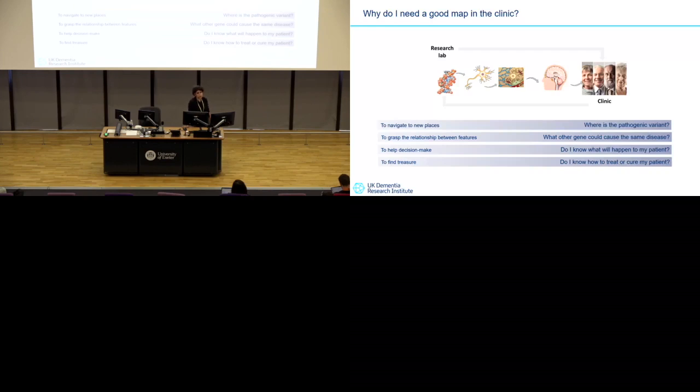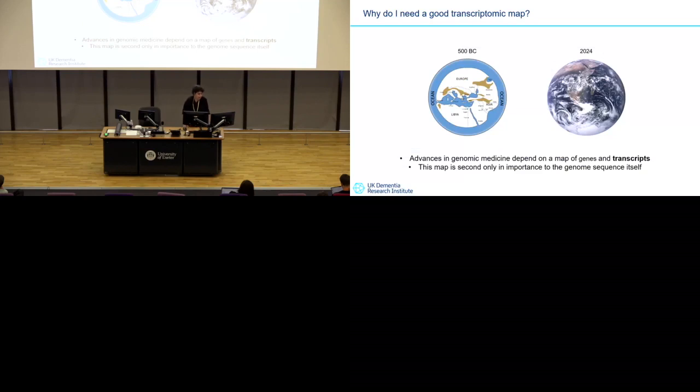I also want a map to help make decisions. What decisions do I want to make? I want to plan and make decisions for my patient. What is going to happen to them? Are they going to have a particularly poor outcome from this genetic mutation, or a better outcome? All of that depends on the map that we hold and our ability to interpret it. And most of all, I want the map to find the treasure. I want to know how to treat or cure my patient if I can. So I need a good map. Do I have a good map? I don't know that I do at the moment.